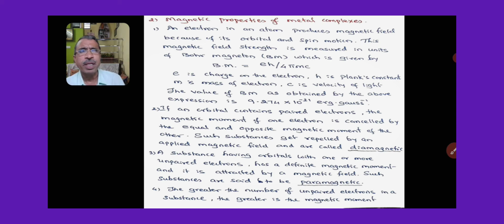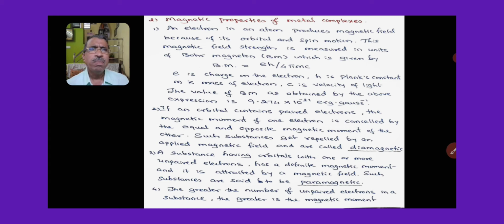Coming to another property, that is the magnetic property of metal complexes. You have studied in the earlier class, we have three types of magnetism: the paramagnetic, diamagnetic and ferromagnetic. Paramagnetic substances are those which are attracted by the magnetic field, and you know it is due to the presence of unpaired electrons. Diamagnetic substances are those which are repelled by the magnetic field. It is due to the presence of paired electrons or absence of unpaired electrons. Ferromagnetic substances are those which get magnetized and behave like a magnet even after removing the magnetic field. Let us restrict our study to paramagnetic and diamagnetic substances in complex compounds.